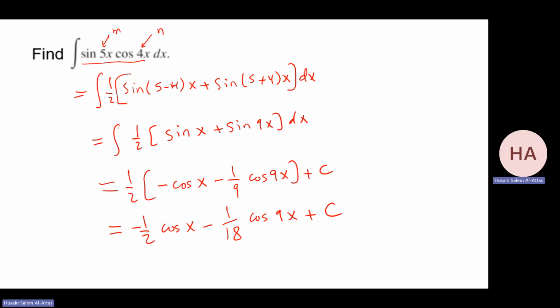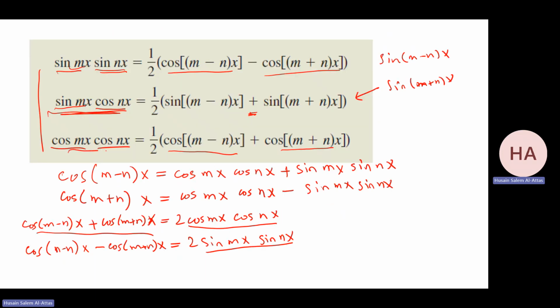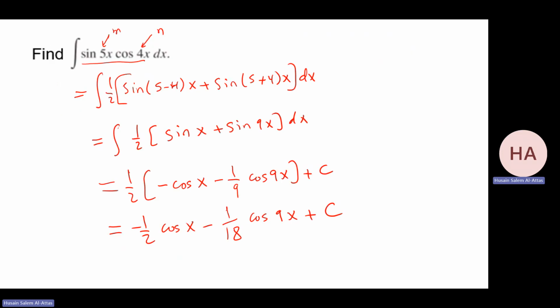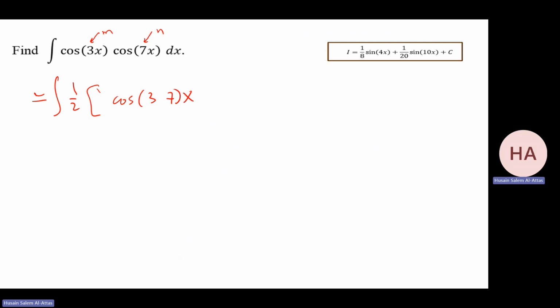Cosine, cosine. When it comes to cosine, cosine, I need to use this. So I need cosine the difference plus cosine the sum. That will be the integral of half. This is m and this is n. Cosine 3 plus 7x. Cosine the difference, there's no difference, it's just a sum, but that's just for formality. That cosine minus 7x plus cosine 3 plus 7x dx.